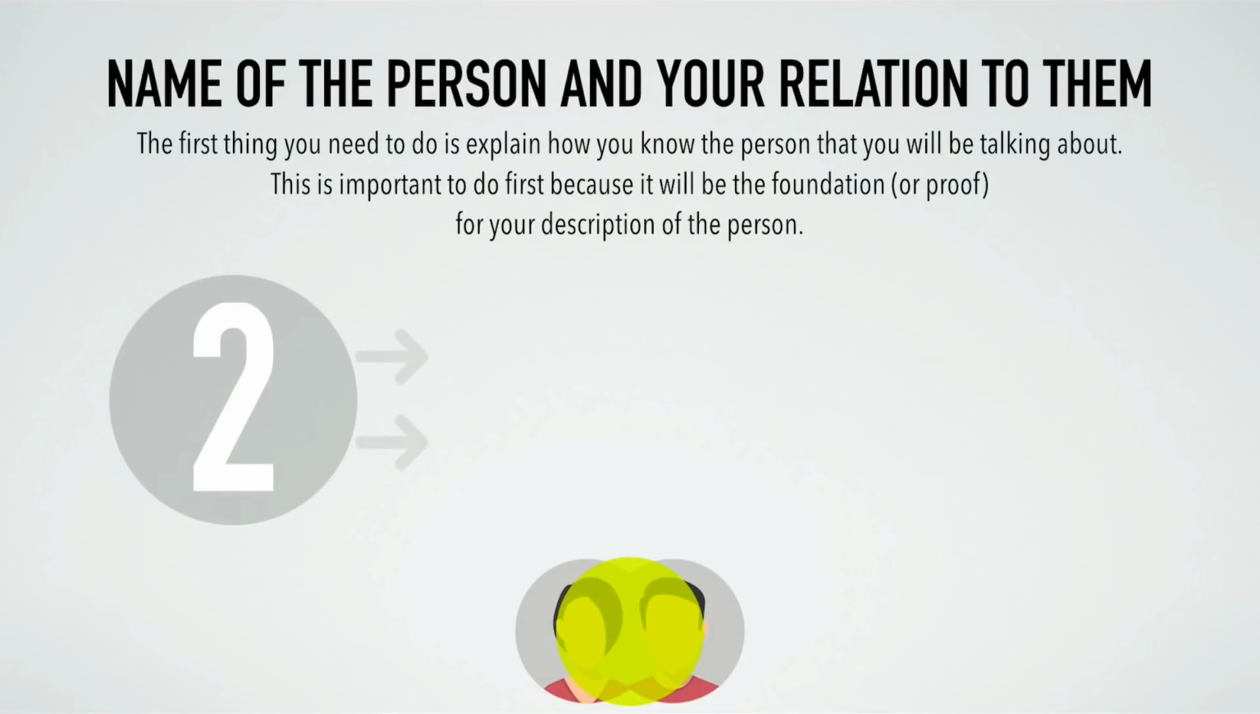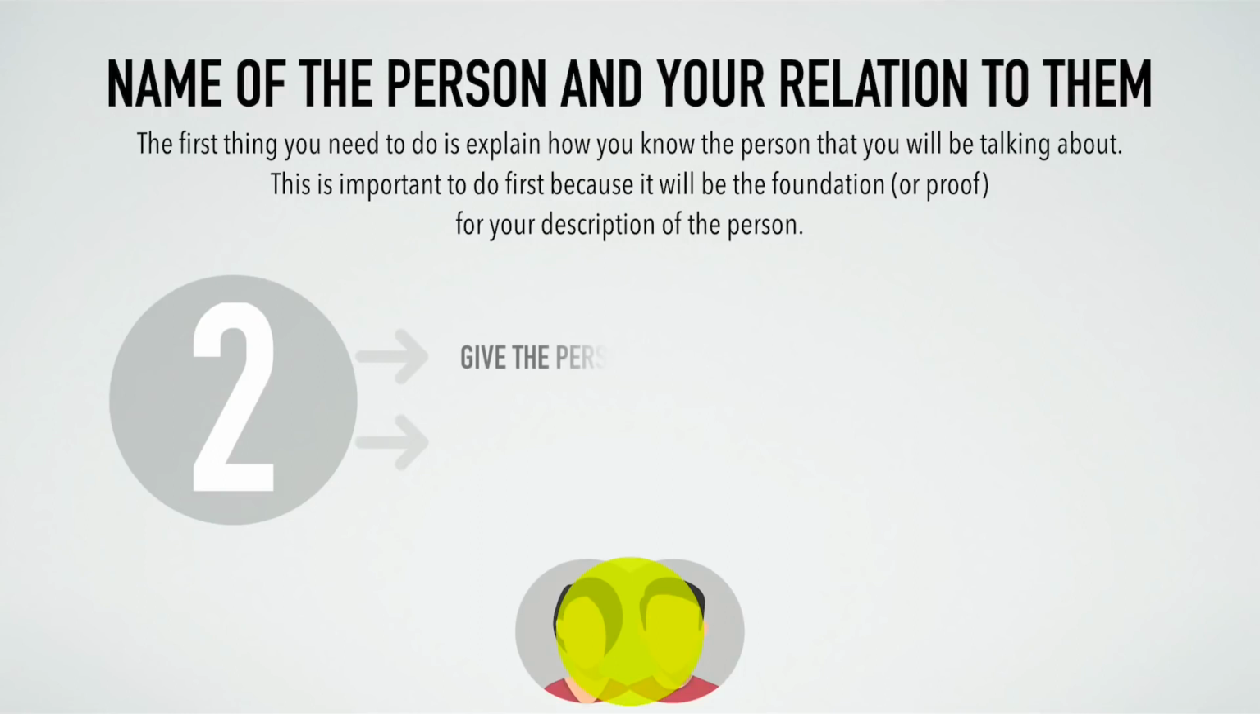All right, part 1 or section 1. The first thing you need to do is explain how you know the person that you will be talking about. This is important to do first because it will be the foundation or proof for your description of the person. Now, remember this first part dealt with the number 2, which represents 2 sentences, the first part of the formula.